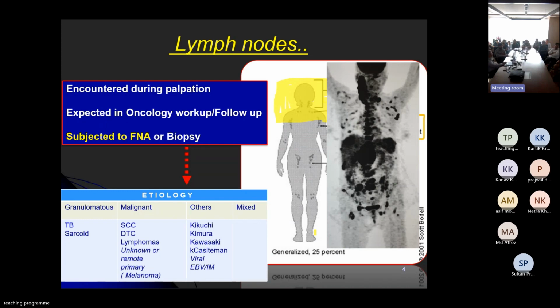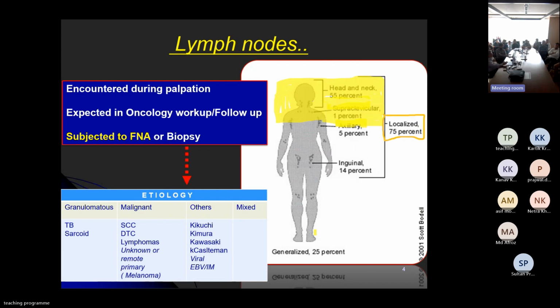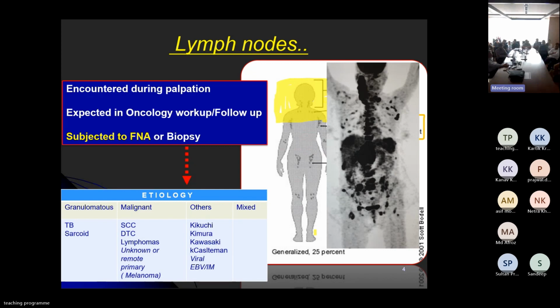About 75% of the nodes occur in the neck, and then mainly the axilla and higher up is complete nodal status, and the remaining are distributed in the body. But since the head and neck has about 55%, we take that distribution. When we talk about nodes generally, it is about the head and neck.